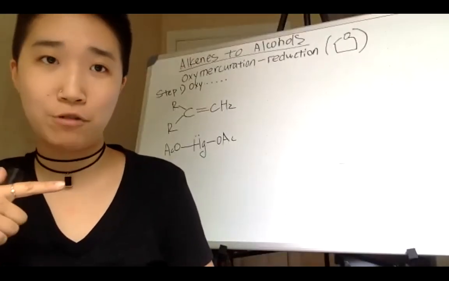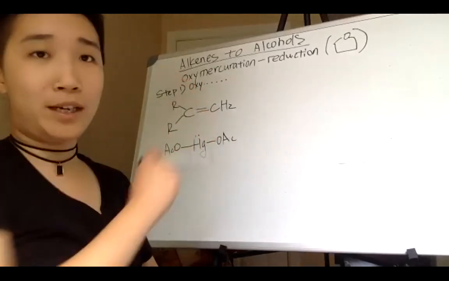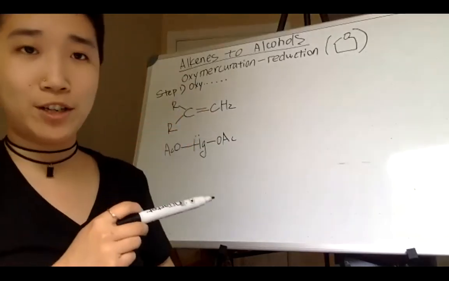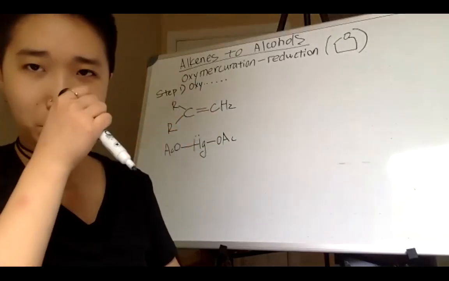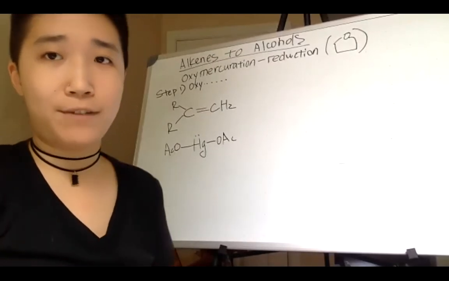So this one is very tricky, because we have a double bond, which is electron rich, and we also have a metal with a lone pair, which is seemingly electron rich. So which one do you think is the nucleophile?